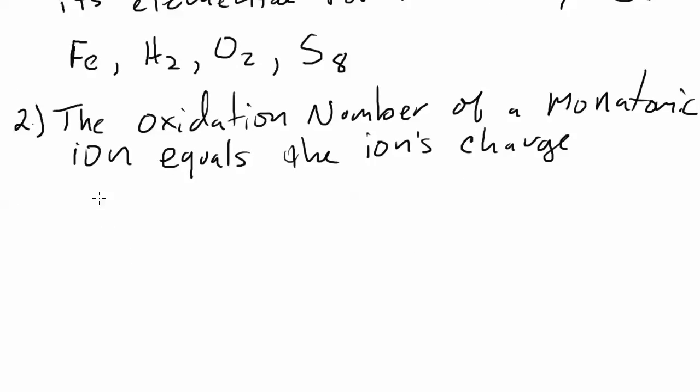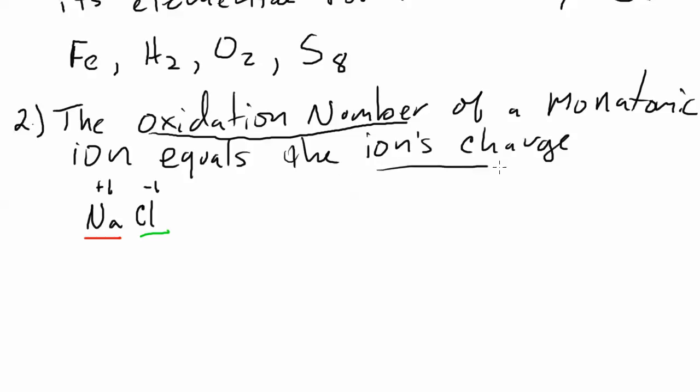So if you have a compound like sodium chloride, NaCl, sodium chloride is made of 2 monatomic ions. There's the positive ion sodium, and there's the negative ion chloride. Those are monatomic ions because they're ions made of just one atom. And you know that the charge of sodium is +1 and that the charge of chloride is -1. And so that means that sodium's oxidation number is +1 and chloride's oxidation number is -1, because the oxidation number of monatomic ions equals the ion's charge.